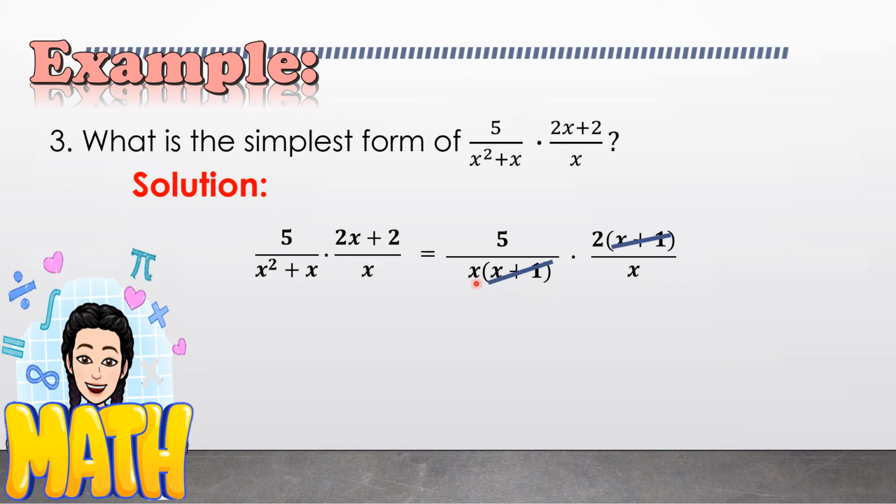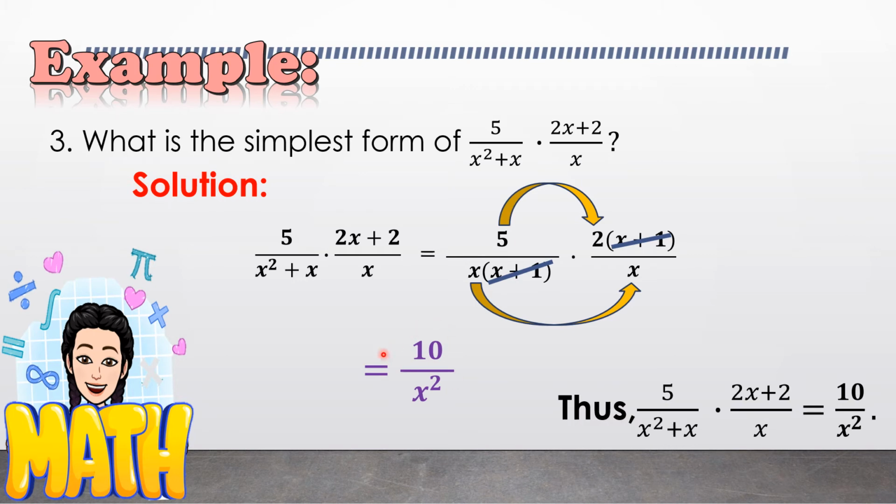Okay? Tandaan, hindi natin pwedeng i-cancel ang x dito at x na to dahil pareho silang nasa denominator. After nito, we can now proceed with multiplying the numerators and the denominators. For the numerator, we have 5 times 2, which is equal to 10. And the denominators naman, x times x, which is x squared. Therefore, the product is 10 over x squared.